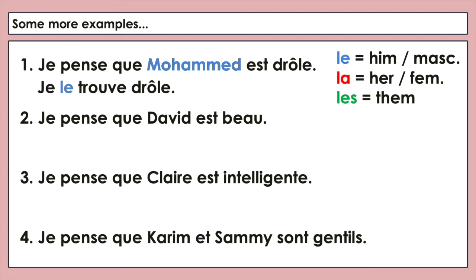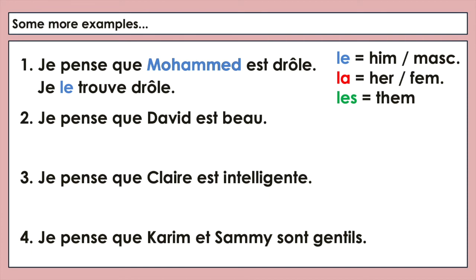And for number 4, it says, Je pense que Karim et Sami sont gentils. I think that Karim and Sami are kind, and you have to write I find them kind. So again, just pause the video, use the information on the right hand side to help you out, use the example to help you out, try writing out those 3 sentences and then unpause to come back to it.